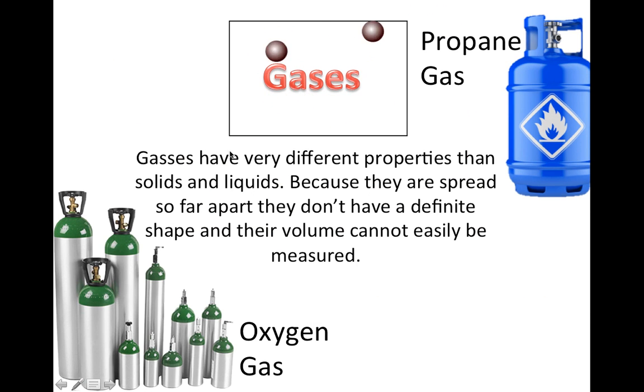Gases. Gases have very different properties than liquids and solids. Because they are spread so far apart, they don't have a definite shape, and their volume cannot easily be measured. Here we see that gases have to be kept in special containers. If you open up the container, the gases will rush out in every direction. Gas molecules are constantly moving, and so they are very hard to measure.